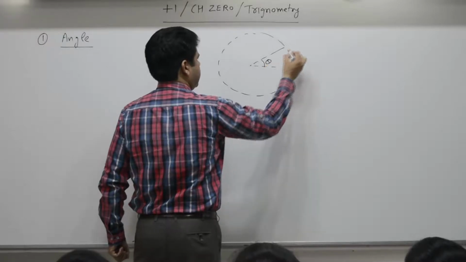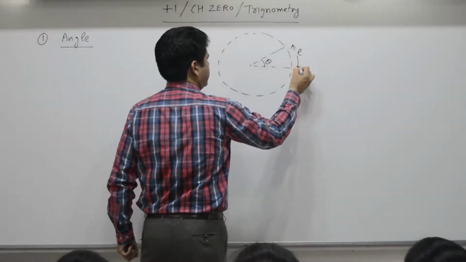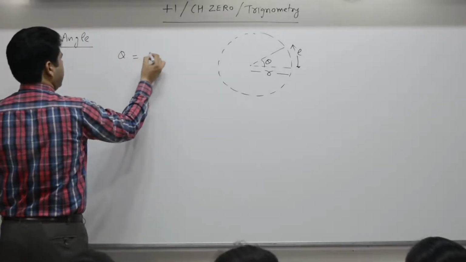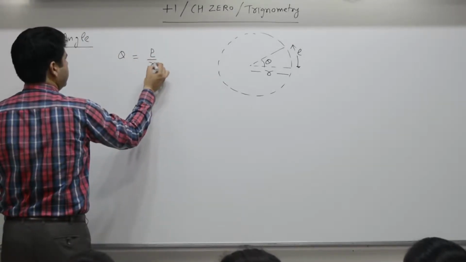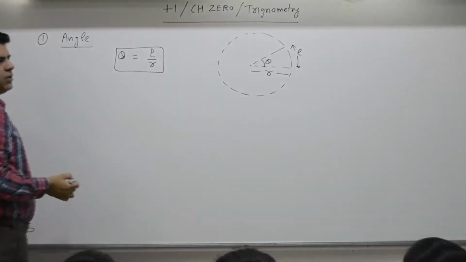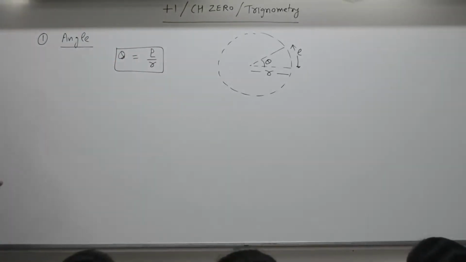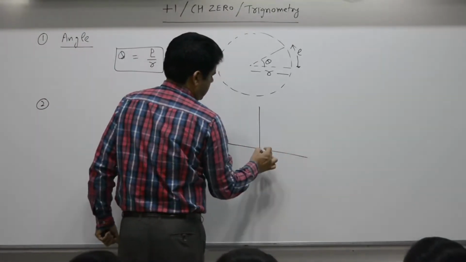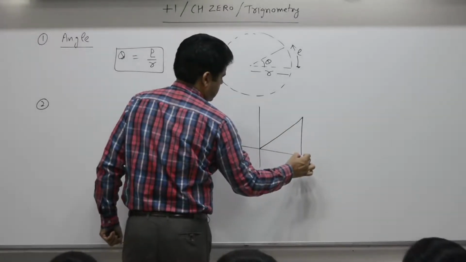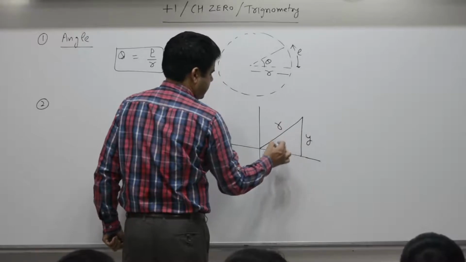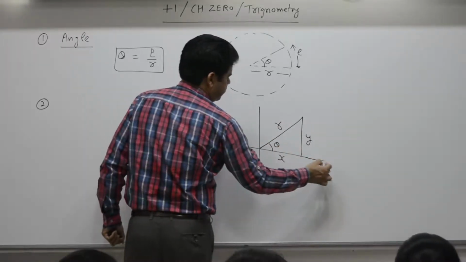Theta, it is a ratio of length of arc L to radius. Theta is equal to L by R. Second part is to define, suppose this is X, this is Y, this is R, this is theta.